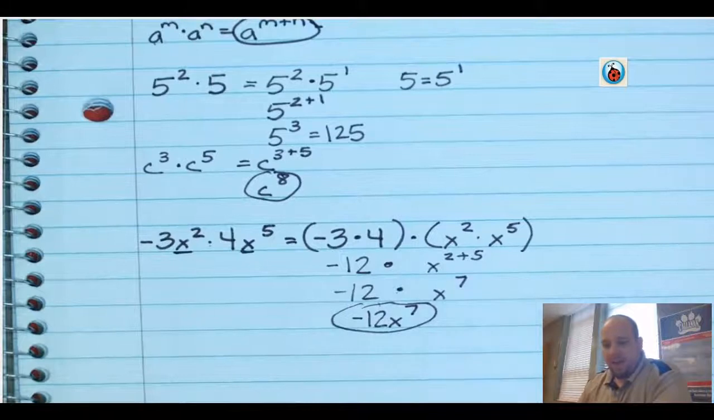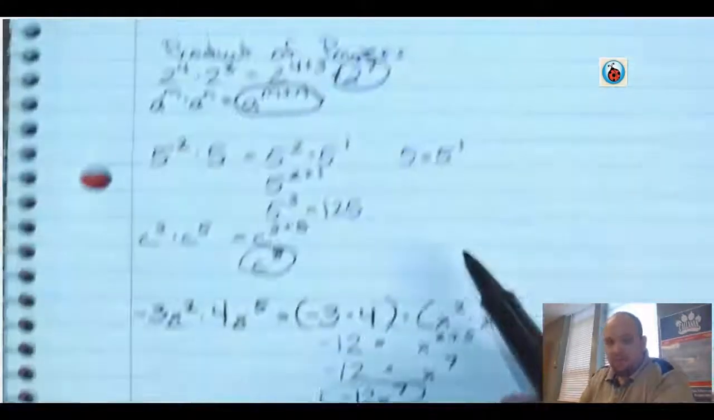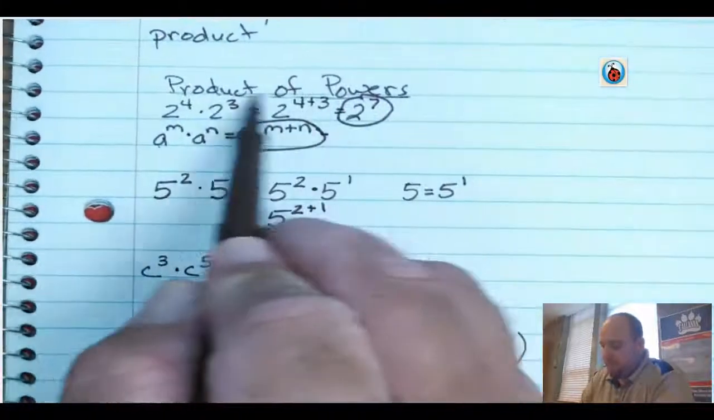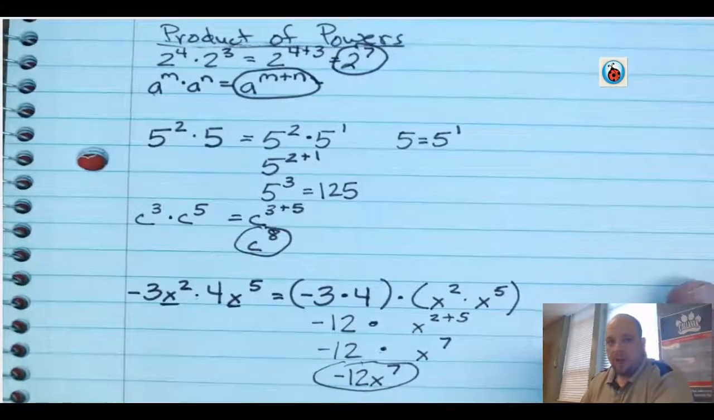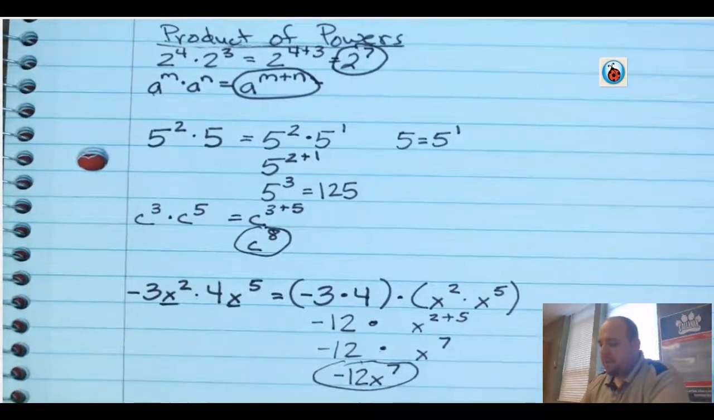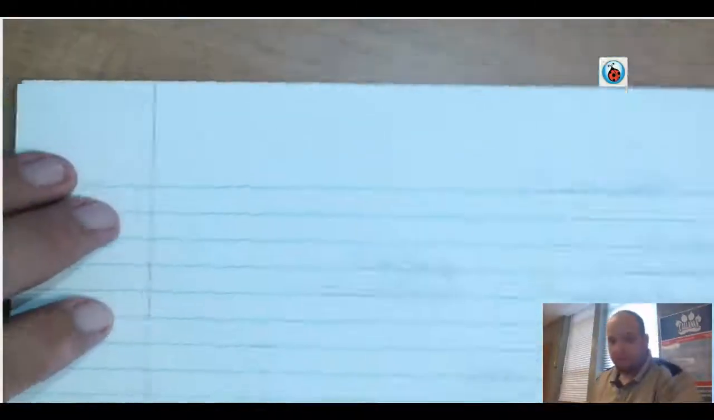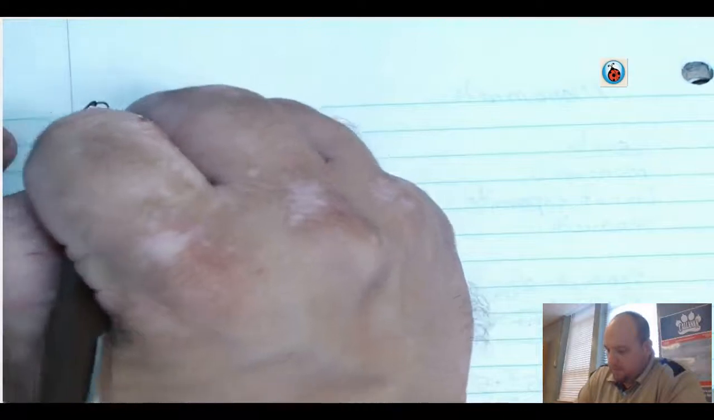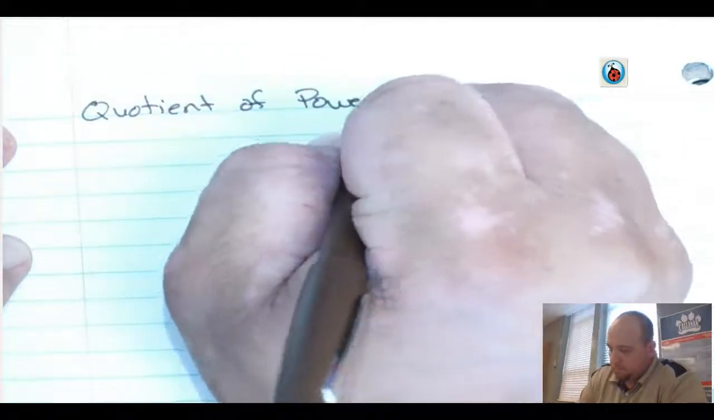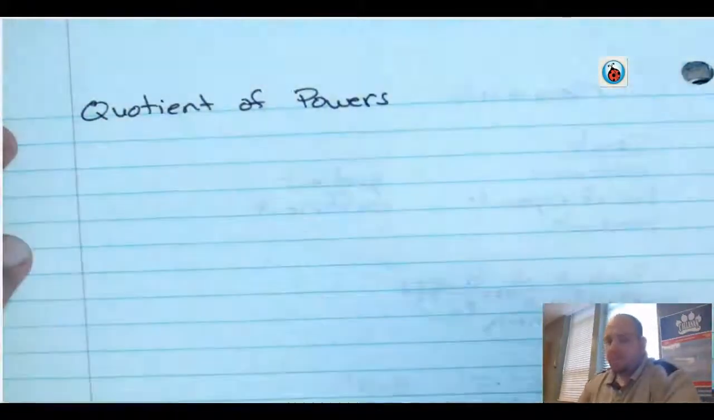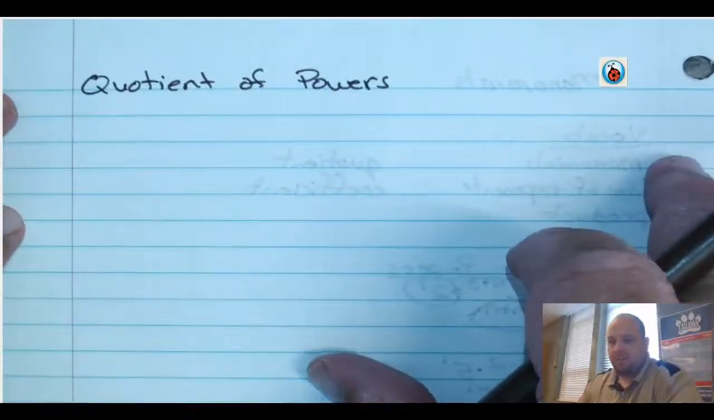Again, notice I did not evaluate this one because I do not know the value of x. So this is how you do the product of powers. All right? So product of powers means to multiply. We're not only going to encounter product of powers, we're also going to encounter quotient of powers. Quotient means to divide. So now we're going to start dealing with division.